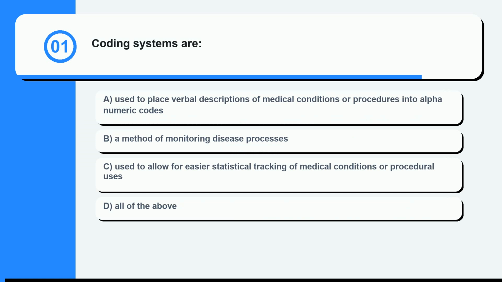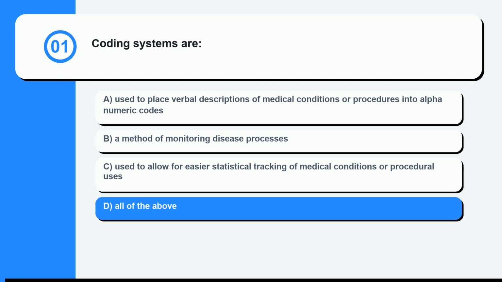Question 1. Coding systems are A. Used to place verbal descriptions of medical conditions or procedures into alphanumeric codes. B. A method of monitoring disease processes. C. Used to allow for easier statistical tracking of medical conditions or procedural uses. Or D. All of the above. The correct answer is D.